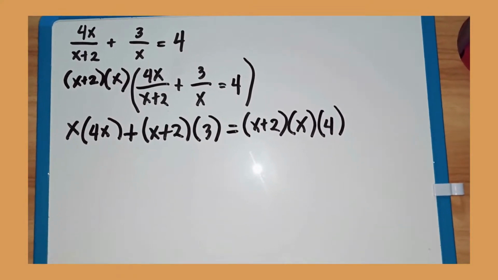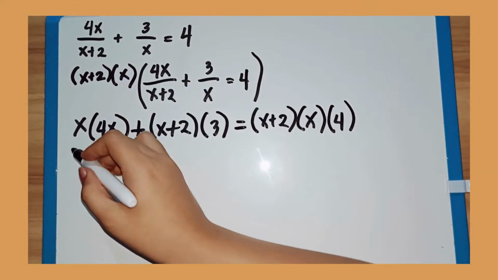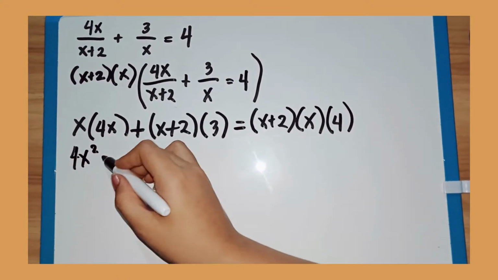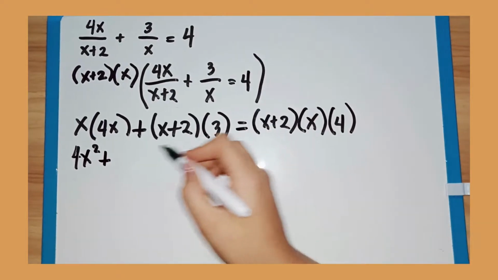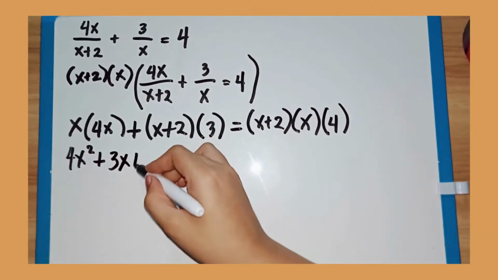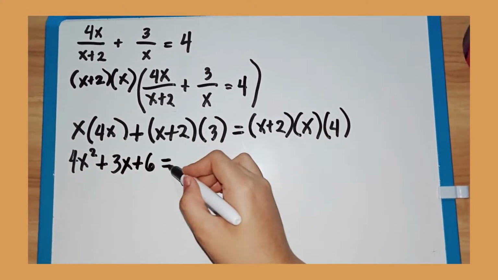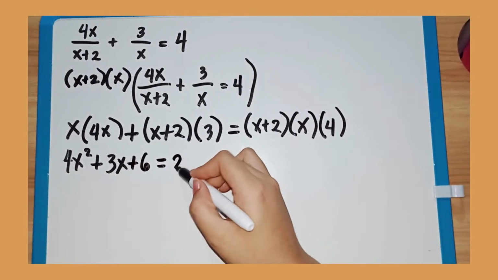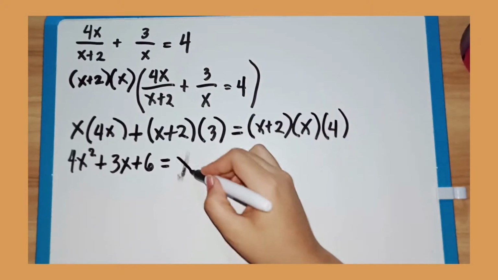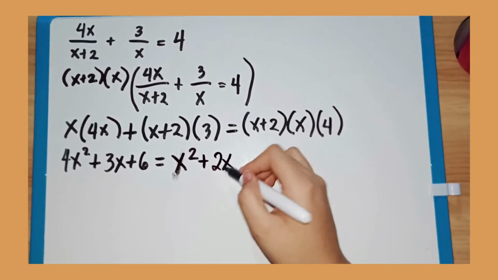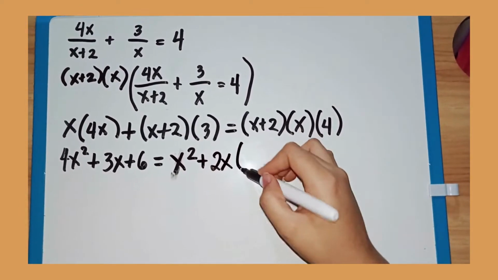Next, let's simplify. X times 4x, that is 4x squared, plus x times 3, that is 3x. 2 times 3, that is positive 6, equals x times x, that is x squared. 2 times x, that is 2x. Then copy 4.